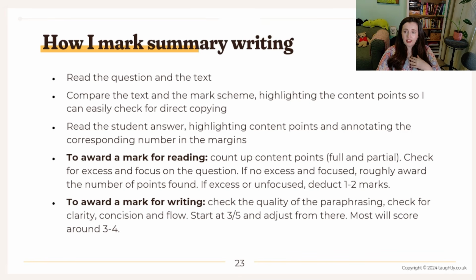So first, I read the question and the text myself, and I like to personally highlight the content points in the text, just like I did on the earlier slide, so that I can easily check to see if you copied.